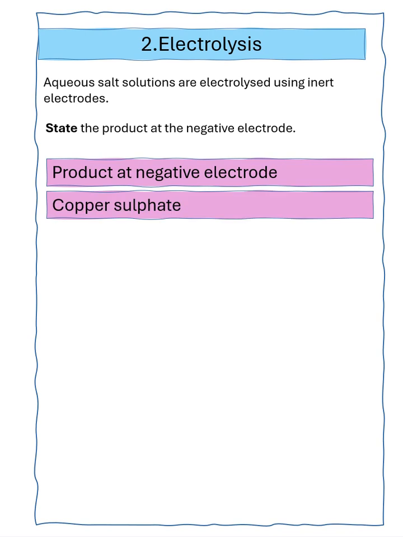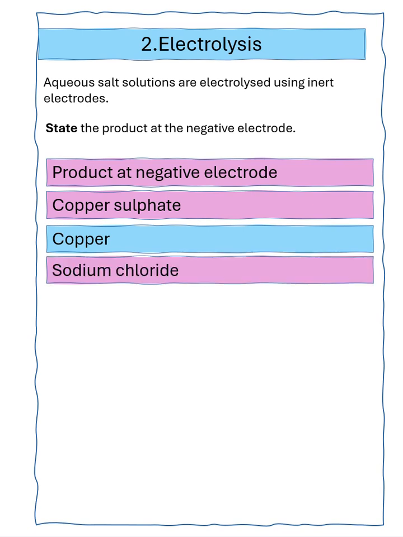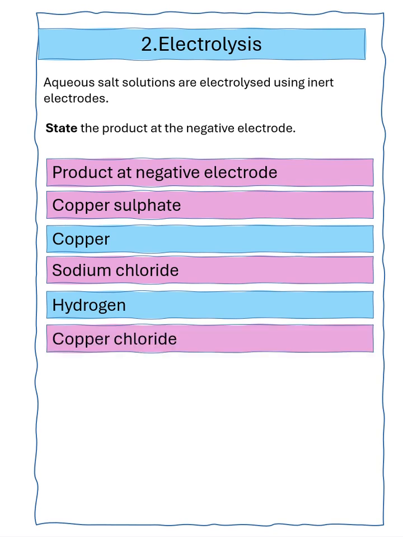So the first one is copper sulfate. We can ignore the sulfate because that's the negative ion. The copper ion is a positive ion. Copper is less reactive than hydrogen, therefore we get copper formed at the electrode. Second one is sodium chloride. We ignore the chloride. Sodium is more reactive than hydrogen, therefore we get hydrogen formed at the negative electrode.